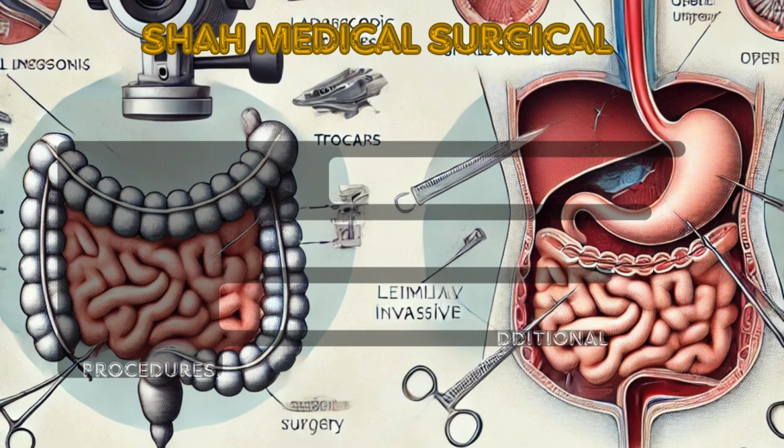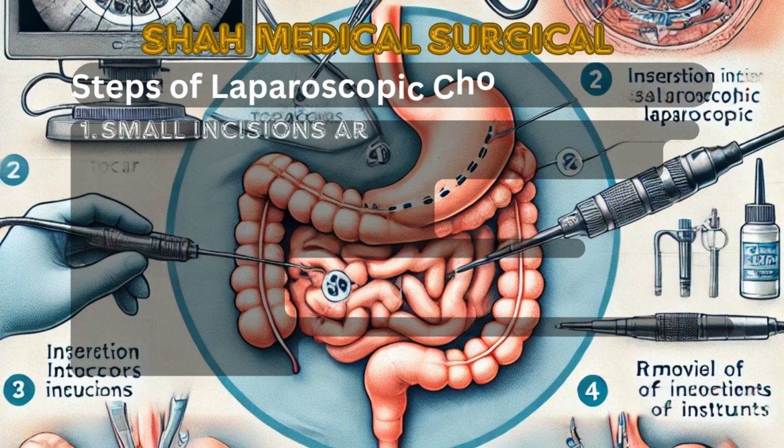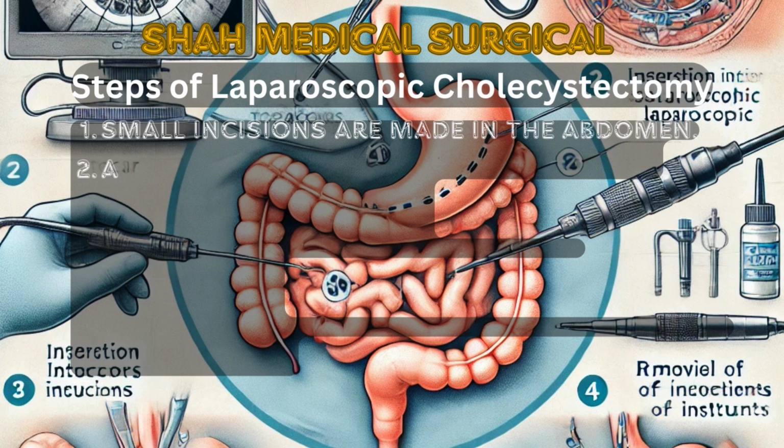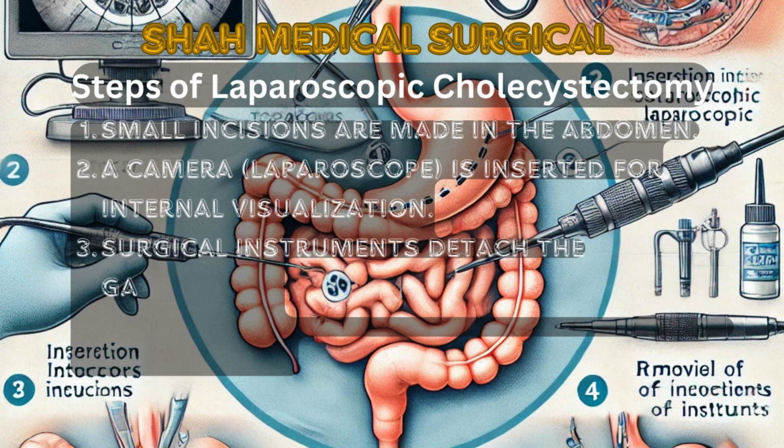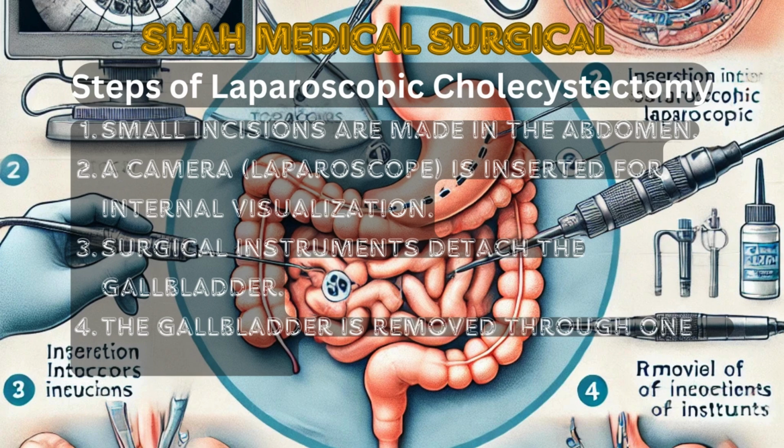Steps of laparoscopic surgery. The surgeon makes small incisions in the abdomen. A laparoscope, camera, and surgical tools are inserted. The gallbladder is detached from surrounding tissues and removed through one of the incisions. Incisions are closed, and recovery typically begins within hours.